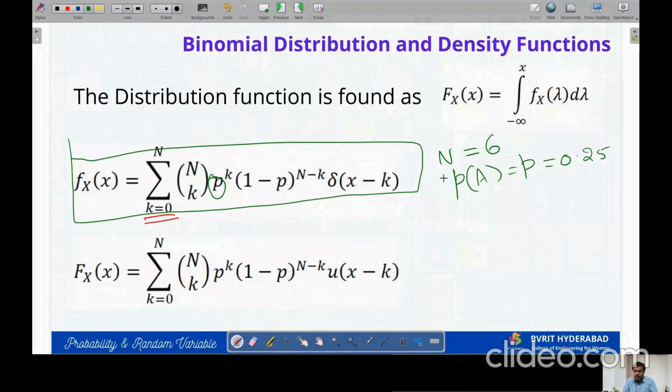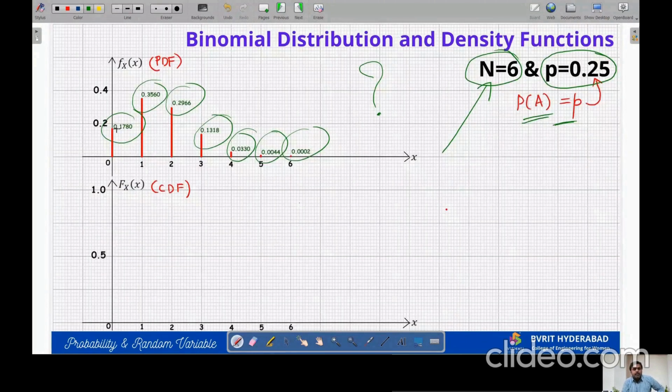Got it now? So make use of this expression. Take n equal to 6. Take p equal to 0.25. Check whether you have got these values for those respective k equal to 0 to 6. This is simply the probability mass function. Plot of the probability mass function for k equal to 0, k equal to 1, k equal to 2, till k equal to 6.